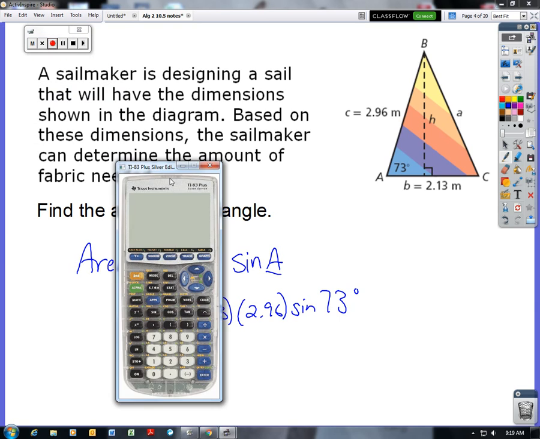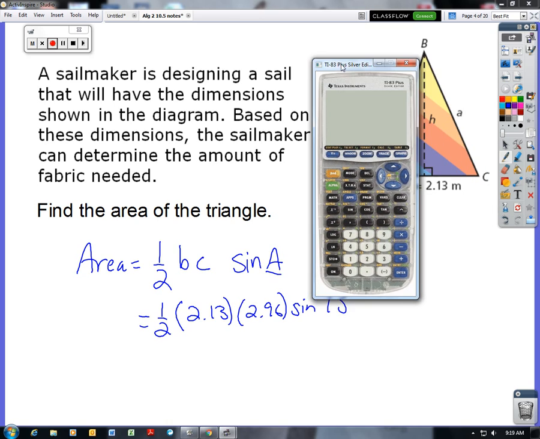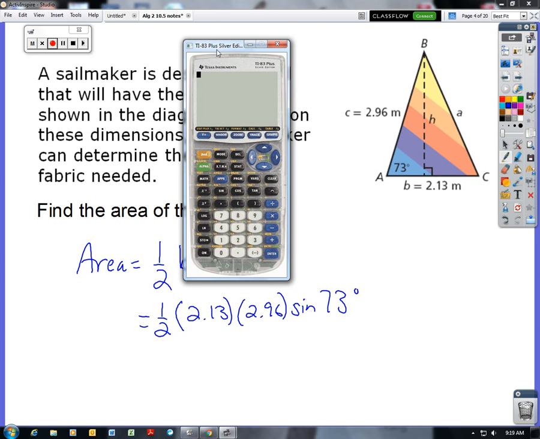Do check to make sure you're in degree mode. Are you not going to turn on? Okay, it's already in degree mode. Man, it doesn't like me today, does it? Come on. I have to move it more towards the middle or it doesn't perform very well.